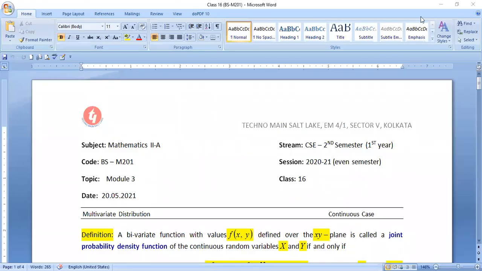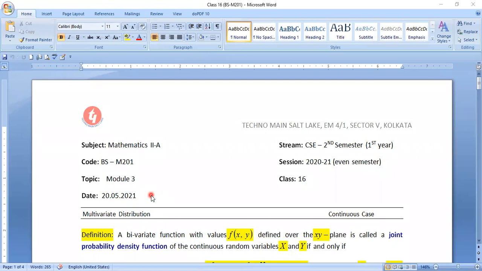Now I'm going to start today's session. As I discussed, I discussed multivariate distribution for the discrete case. We discussed a problem over there, how to prepare a bivariate table and how to calculate the probabilities, and what are the properties of the probability distribution.